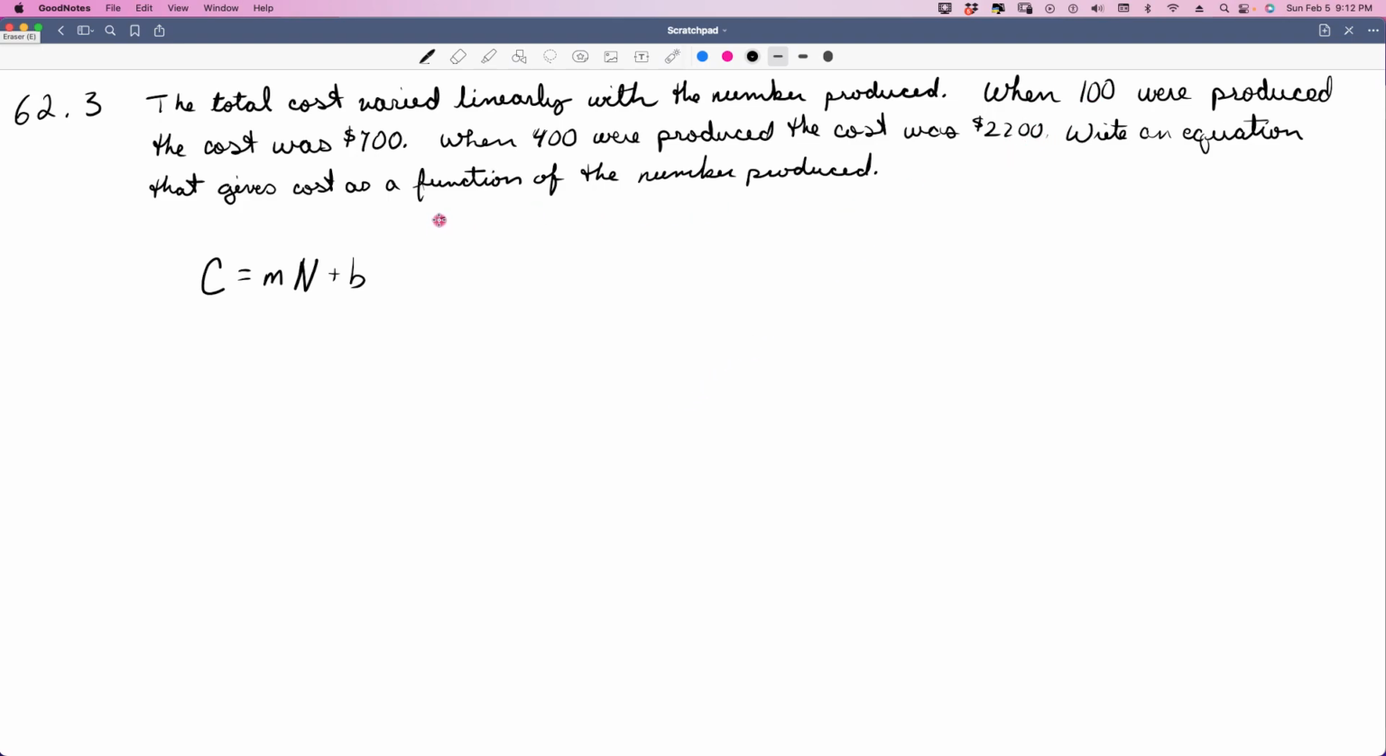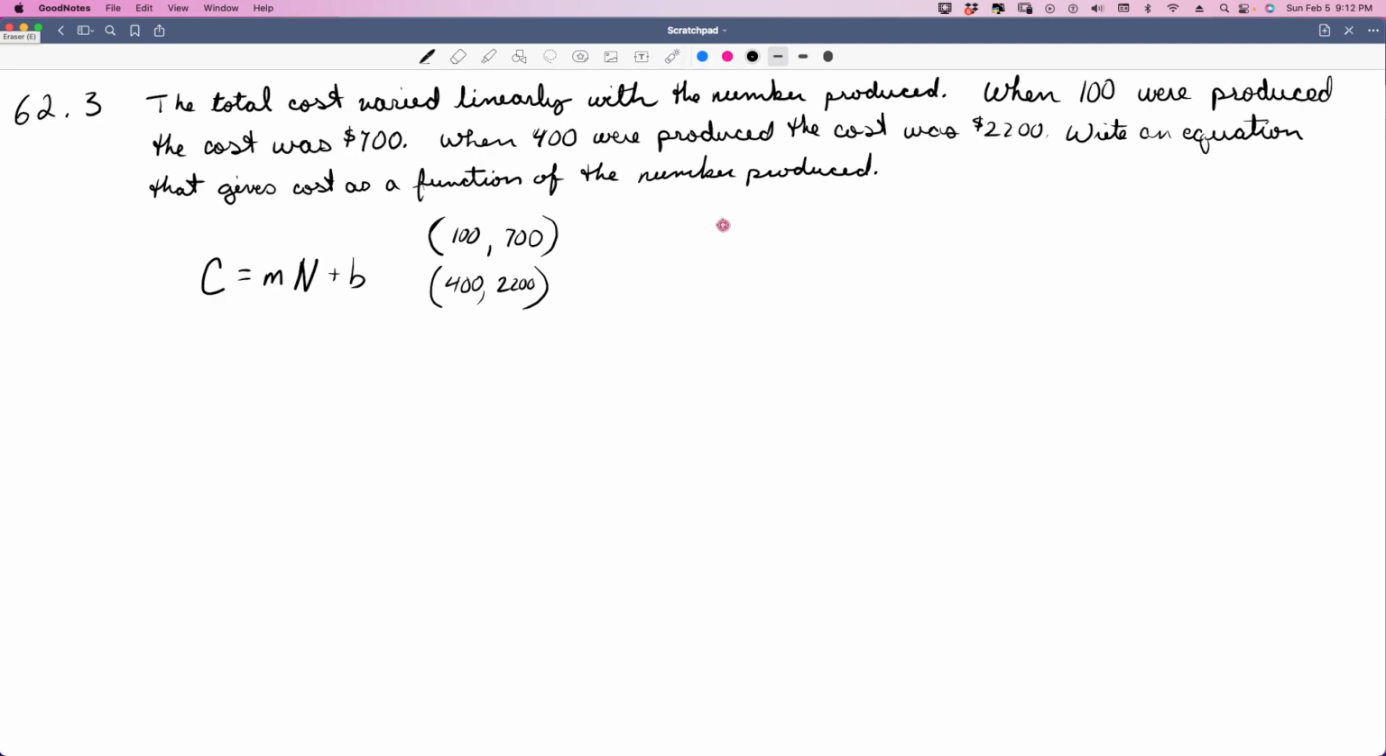Our first point, our y, is the cost, which is 700. And our number produced is 100. That's our x. And our second point, we have a production of 400 and a cost of 2,200. So we have 2 points. So we can take these 2 points and sub them in and use them as a system of equations in order to solve for both of these variables that we don't have. So let's do that now.